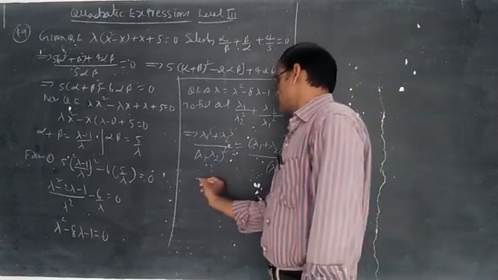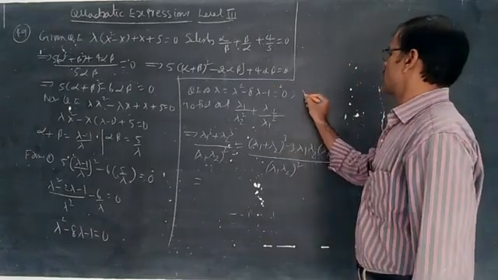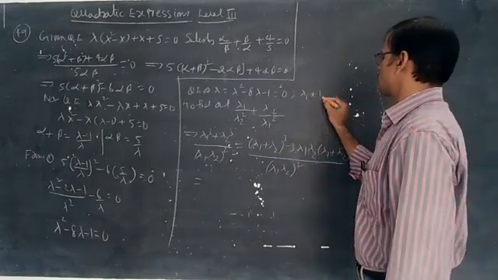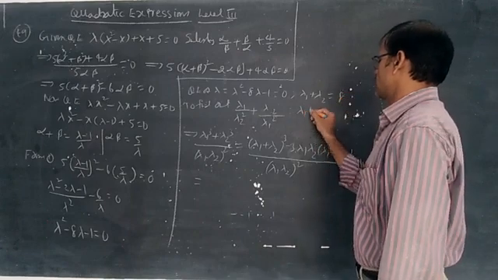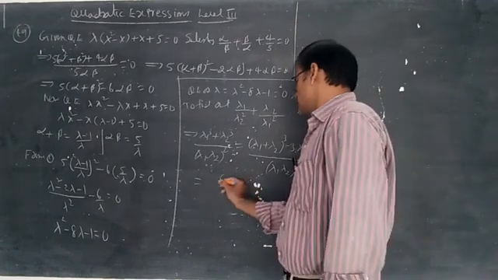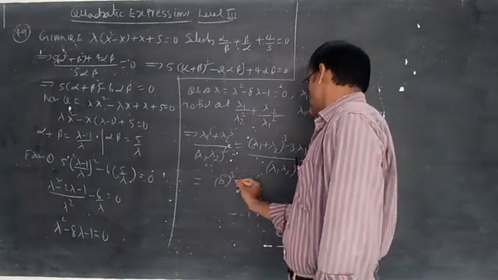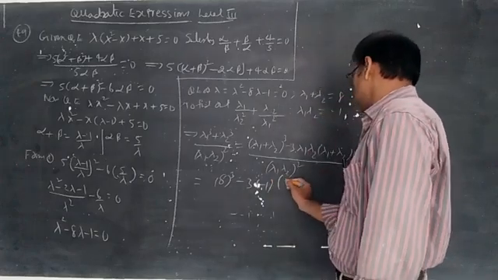That is equal to, according to here, the sum of roots: lambda 1 plus lambda 2, the sum of roots, is equal to 8, and lambda 1 into lambda 2, the product of roots, is equal to minus 1. So 8 cube minus 3 into minus 1 into 8.